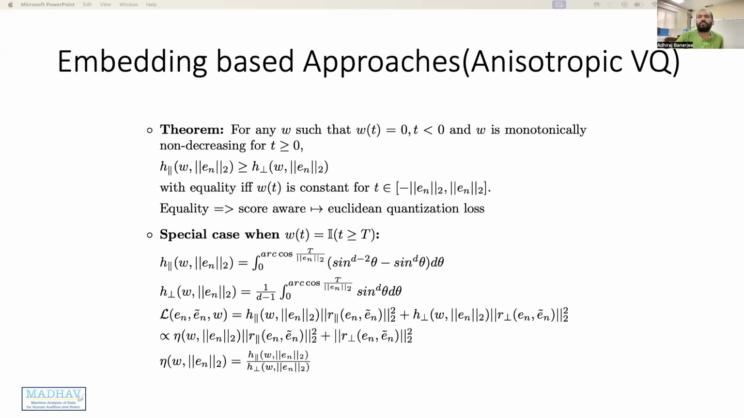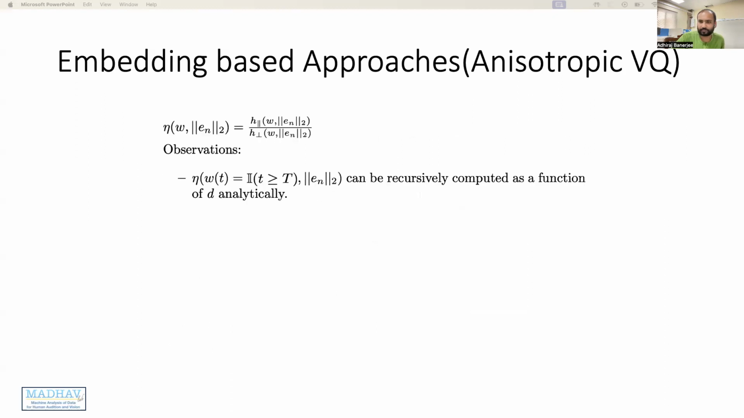For such a weight function, we can convert the loss to a simpler form where we have a scaling term eta on only the parallel residual error and no scaling term on the perpendicular residual error. This scaling term eta is given as h parallel divided by h perpendicular. We observed that for the case where our weight function is a threshold, we can calculate eta recursively as a function of the dimension d analytically. With further analysis, we see that eta has a limit as the number of dimensions moves to infinity.